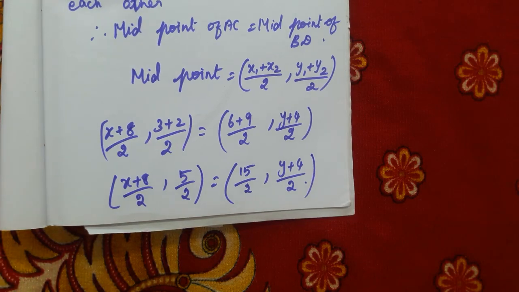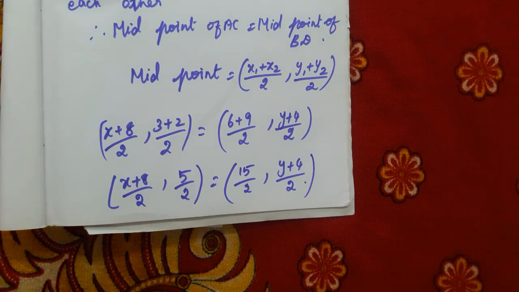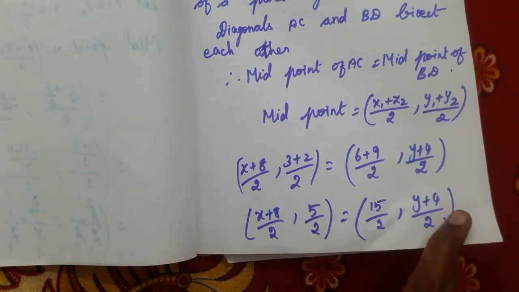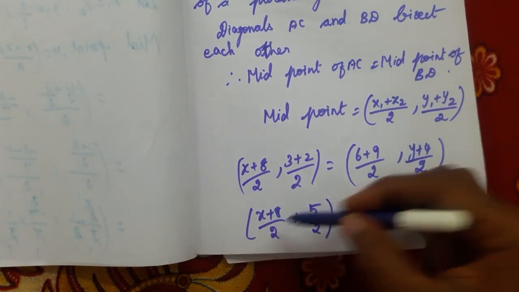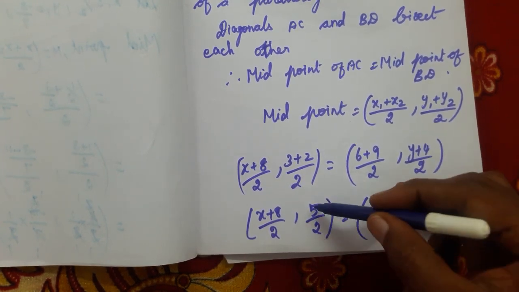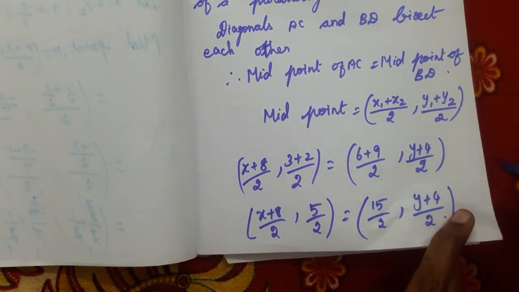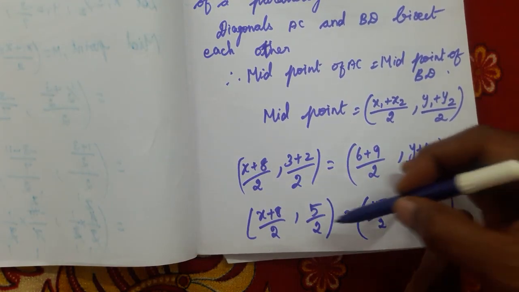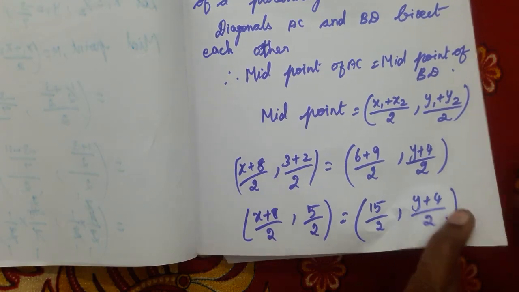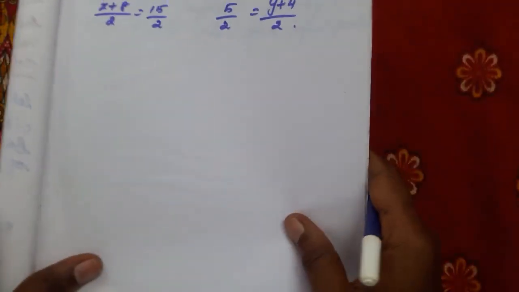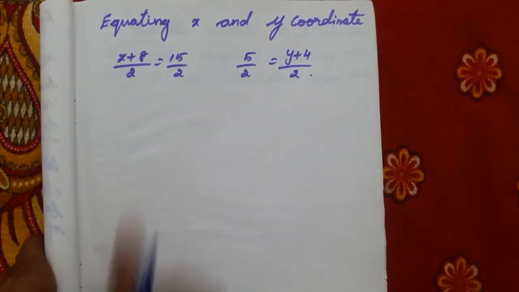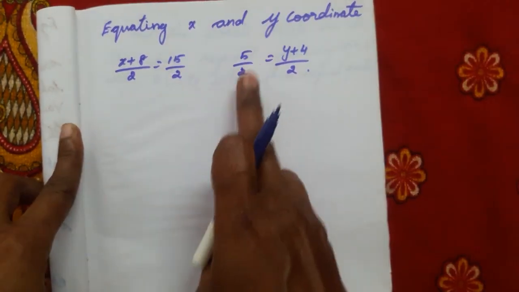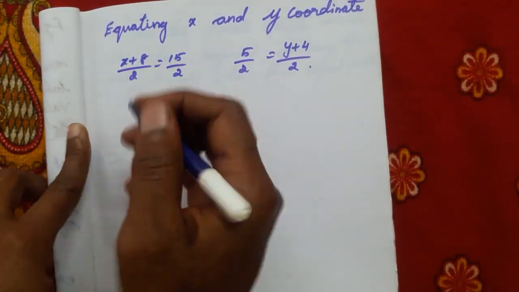Now we can equate the x and y coordinates. Equating x and y coordinates, we get (x plus 8) by 2 is equal to 15 by 2, and 5 by 2 is equal to (y plus 4) by 2.